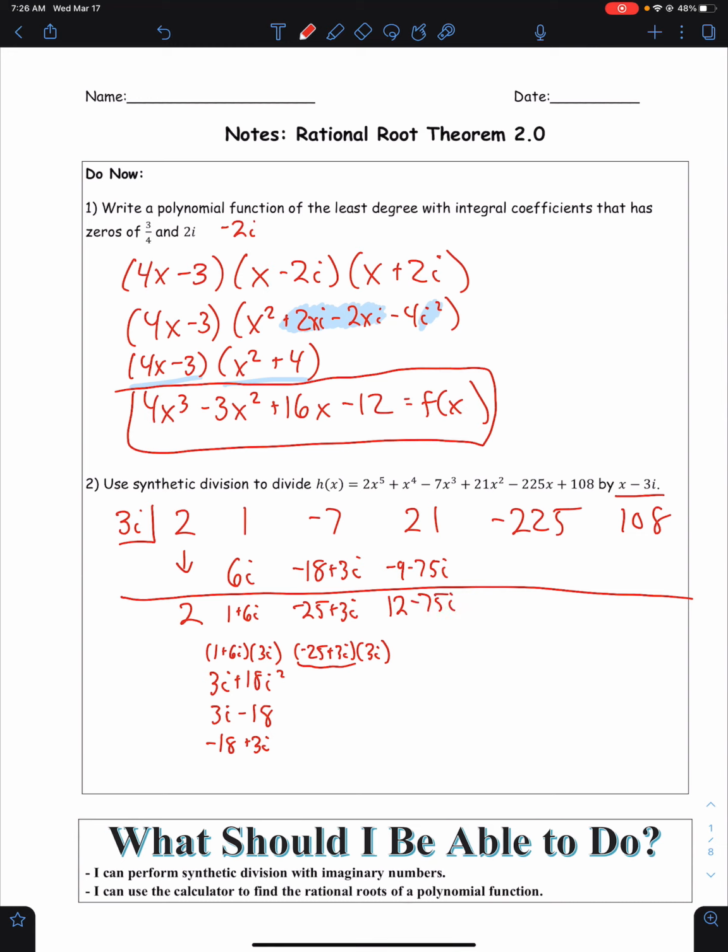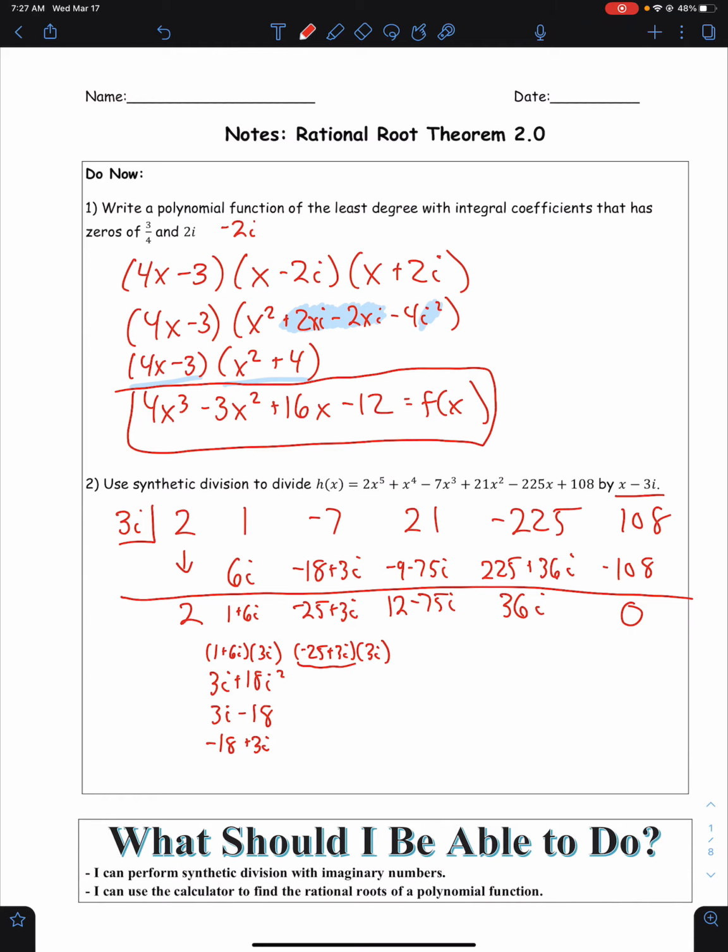Same thing, 3i times 12 minus 75i. 225 plus 36i. Add those. Well, we're just left with 36i. Now do 36i times 3i. You would get negative 108. And look at that. That is a zero of h of x, or a factor of h of x. So that's how you would synthetically divide using imaginary numbers. It's the same process. It's just a little bit more work with the i's, and you have to really make sure of your computations. But you can also just plug this into the calculator. Saves you a lot of time.